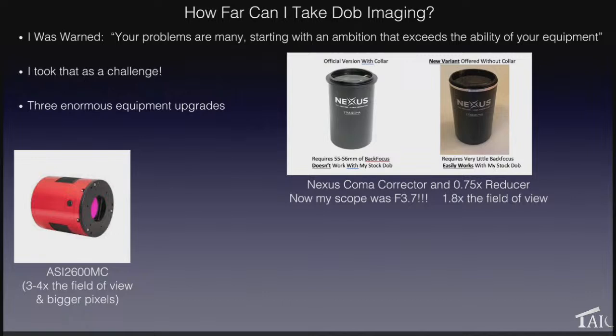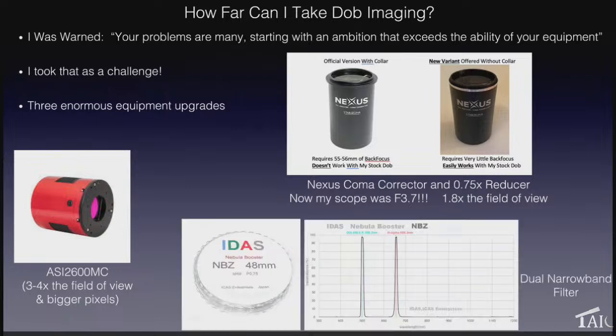And when I contacted them, they didn't have it on their website. They said, oh, we make these in special batches. We're finding a lot of people have Newtonians with not enough back focus, and they're starting to sell a lot of these. So apparently there's people out there that are doing something like I'm doing. I just don't know who they are.